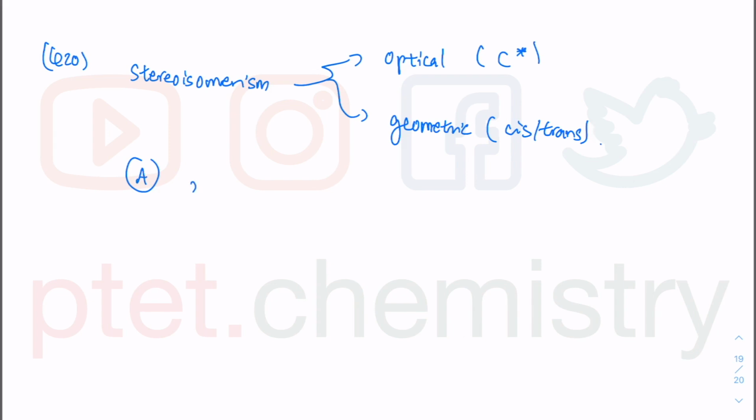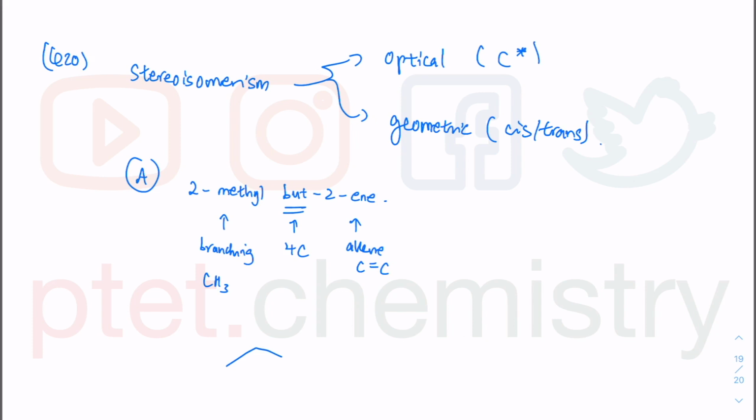So there's 2-methylbut-2-ene. For that, we are going to draw it out. There's 4 carbons. There's an alkene, carbon-carbon double bond. And there's a branching. So there's a CH3 branching. And it's at position 2. I will draw skeletal because I'm a big fan of skeletal. So 1, 2, 3, and 4 for the but. And then at position 2, I have that.